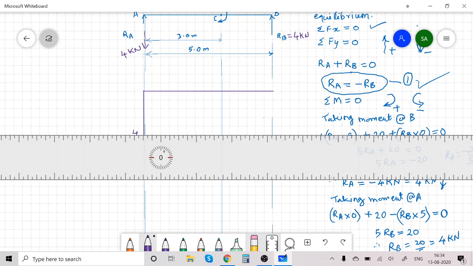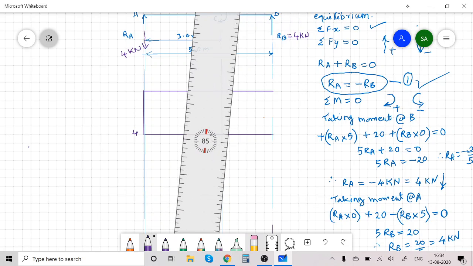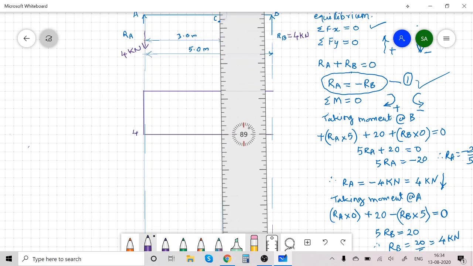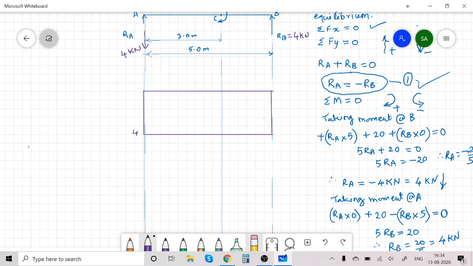Yes, there is moment at C, but we are drawing force diagram. So don't consider that 20 kilonewton meter moment, because it is a moment, not a force. And at B, there is an upward reaction of 4 kilonewton. So this completes the shear force diagram. As this is below the baseline, mark it minus.